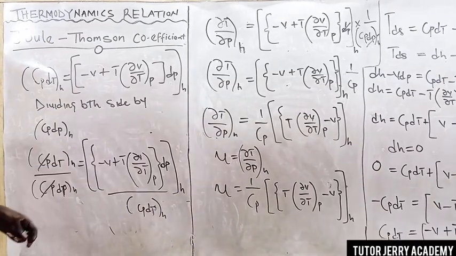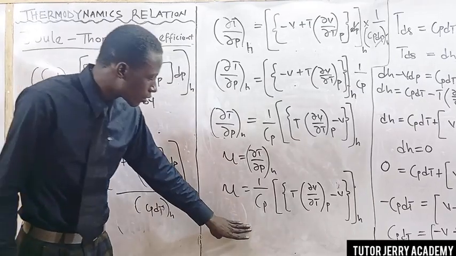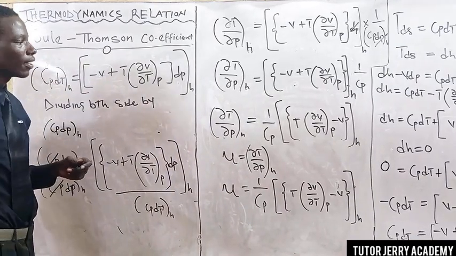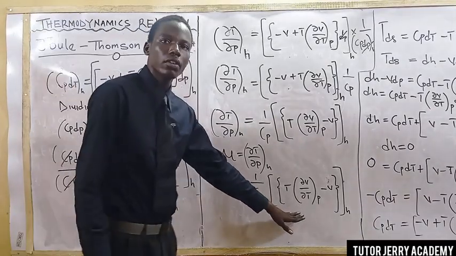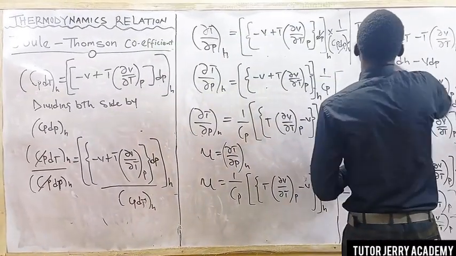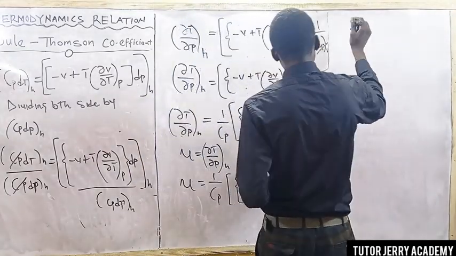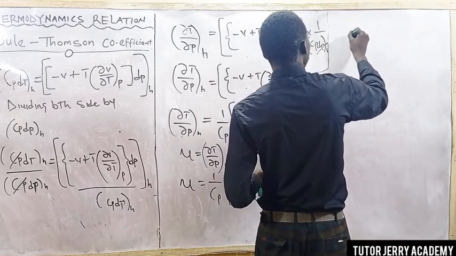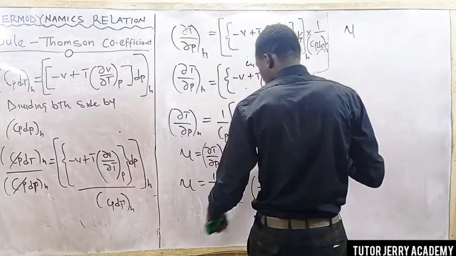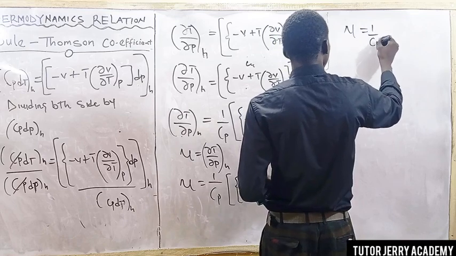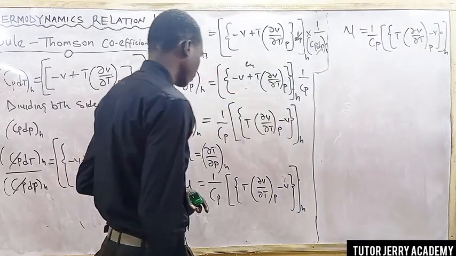Now from this equation, we can see that we have temperature. So we are going to be relating the Joule-Thomson coefficient, in terms of an ideal gas, to see if temperature will remain constant. I'll be writing this equation as mu is equal to 1 over Cp into T. This is what we have.